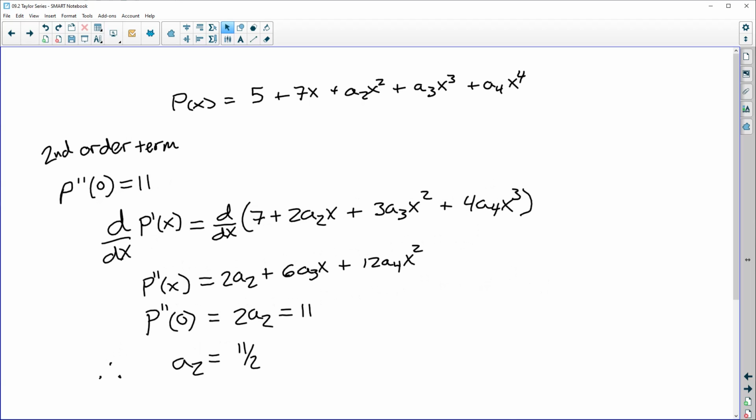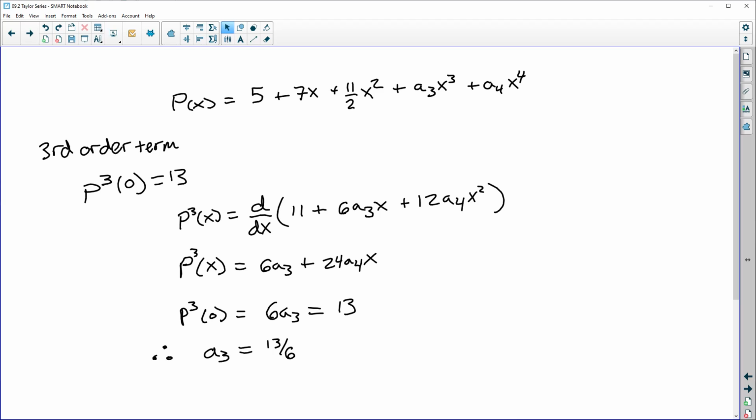We have updated our polynomial with our first order term, and now we're going to look at the second order term. We have to take the first derivative again to get our second derivative, and likewise, the linear term becomes our constant, and every other higher order power of x goes to 0 when we're looking at our initial condition. This leaves us with a result of a2 equaling 11 divided by 2.